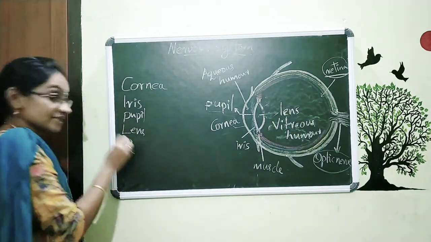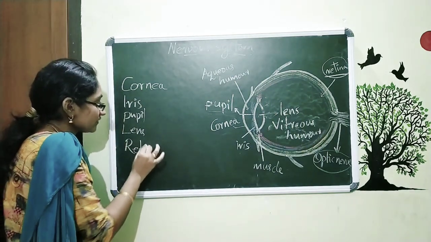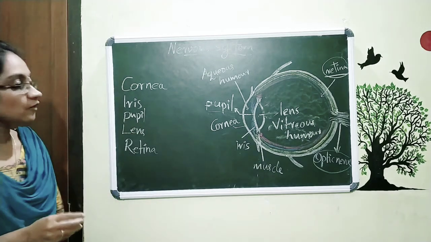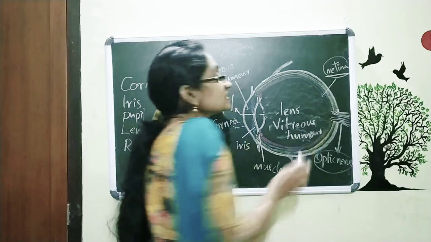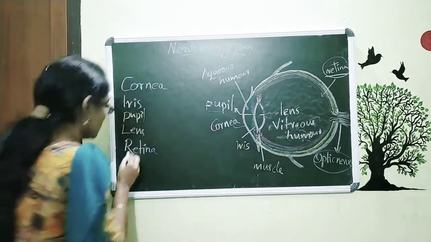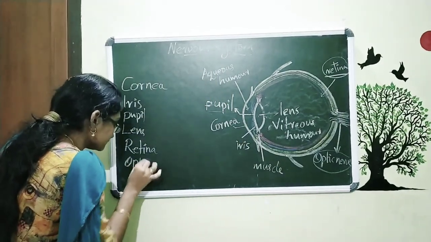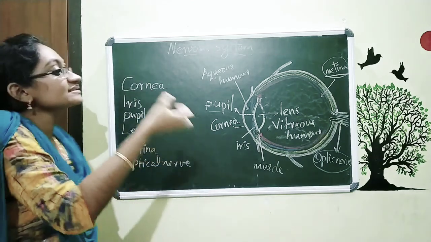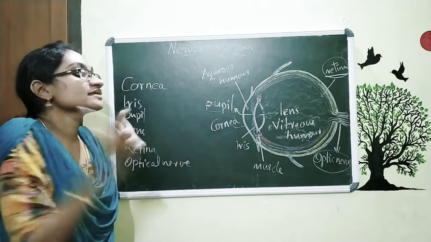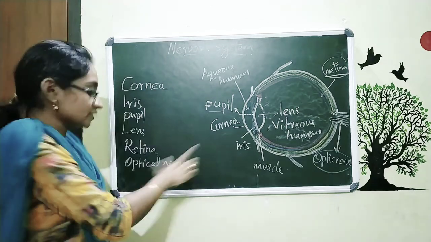Retina is like a screen where the image is forming. And from this retina, the optic nerve collects this data, and then it will reach our brain through this nerve.